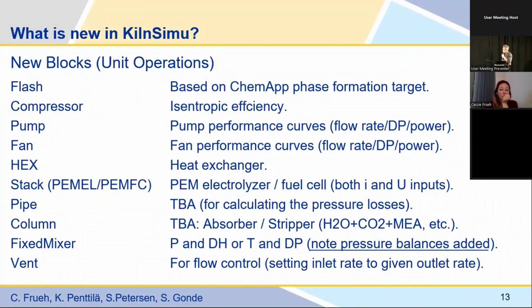So it can calculate what is then the pressure drop in the piping system and how much we then need to apply power by the pump to overcome that pressure change. And also the column will be, it's not ready yet, but it's for the absorber stripper kind of column tower, and this can be then used with the liquid gas separation, like with the amine system.